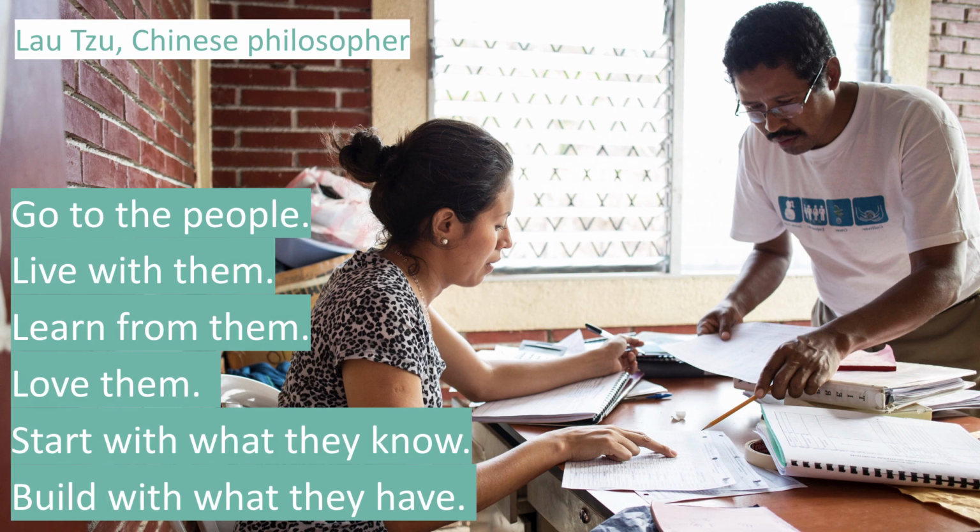So I'd like to end with a poem that my dad shared with me a long time ago when I was a child. It's from a Chinese poet, Lao Tzu, written over 2,000 years ago. It goes, "Go to the people, live with them, learn from them, love them, start with what they know, and build with what they have."